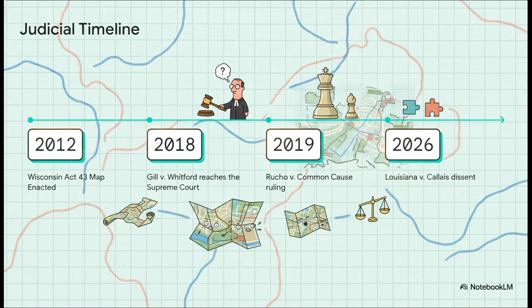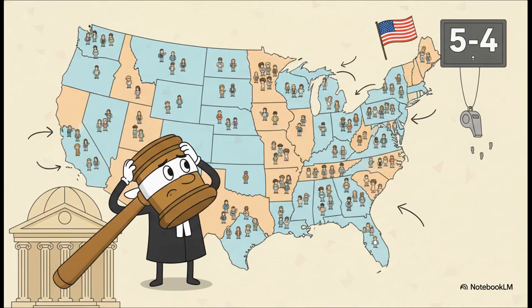The defining moment, however, came the very next year, in 2019, with a landmark ruling that reshaped the entire landscape of this board game. In the 2019 case Rucho v. Common Cause, Chief Justice John Roberts delivered the majority opinion. The court actually conceded that partisan gerrymandering is incompatible with democratic principles, but in a definitive 5-4 ruling, they declared that these claims present non-justiciable political questions.